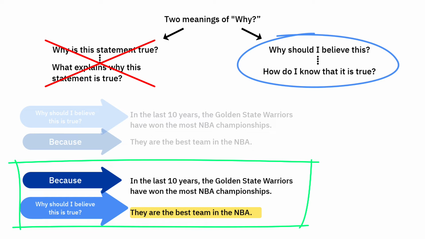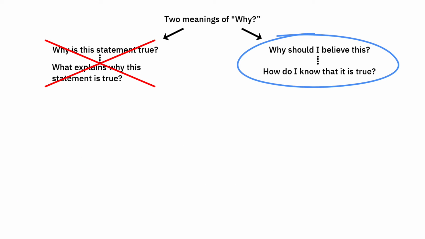So I hope you can see how in this argument, if you don't have the right meaning of why in your mind, you might be led astray, or at least it may be more difficult than it should be in figuring out why the second statement is the conclusion. Let's look at one more example of how the correct sense of the question why can make a big difference in properly identifying conclusions.